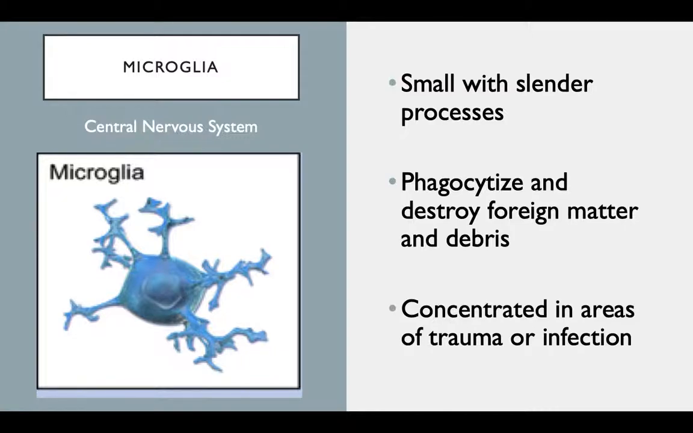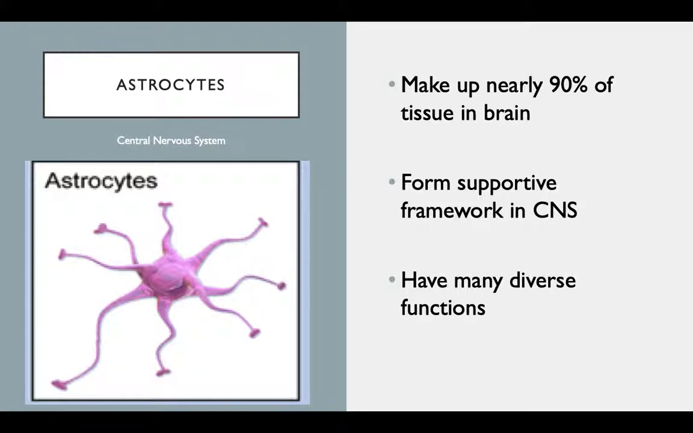The last glial cells to mention from the central nervous system are astrocytes. These are the most abundant of the glial cells in the system. These cells can make up nearly 90% of tissue found in parts of the brain.